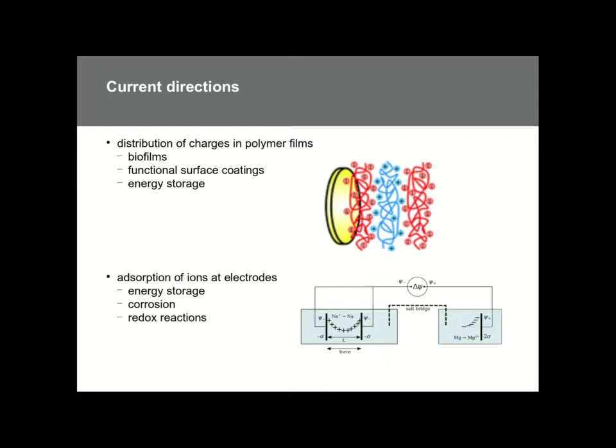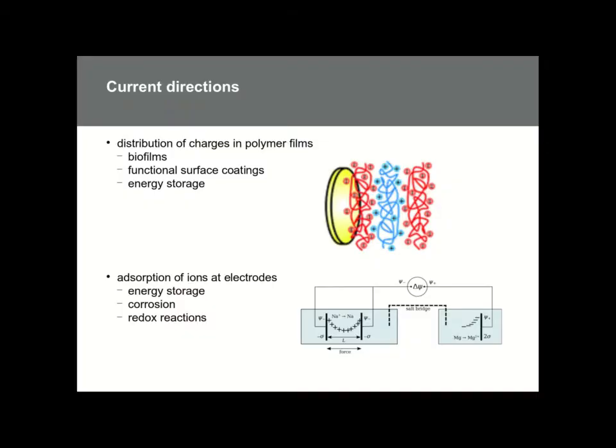This helps us to describe the biofilms I mentioned earlier. We can also use it to design functional coatings, smart paint if you like, or as a new design for energy storage. The study of ions adsorbing to surfaces is also important for electrodes, which again comes back to understanding what's happening in energy storage devices and also in other redox reactions such as corrosion.